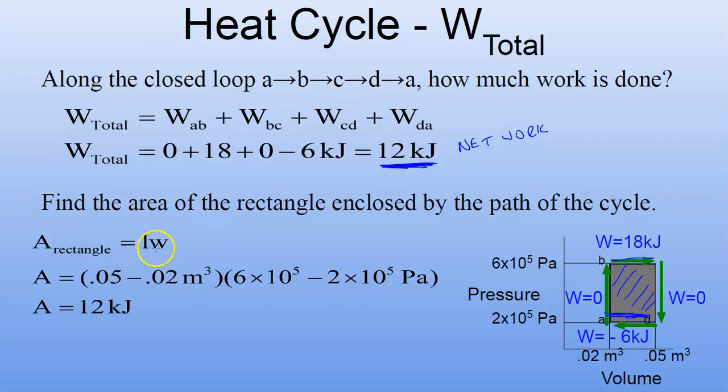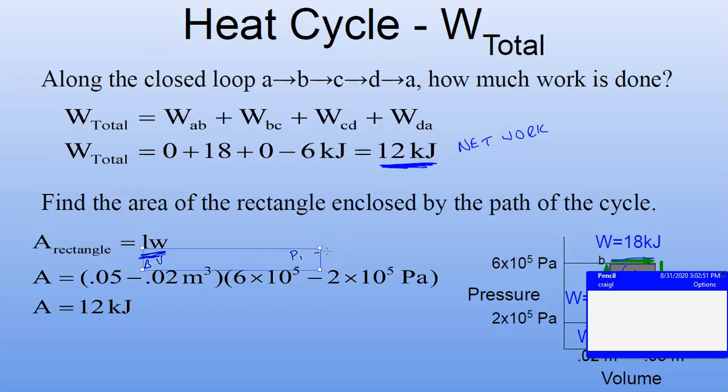The reason, again, that the square cycle is so nice is because it makes these nice straight lines. The area is just the length times the width. So I can take the change in volume and multiply that by the difference in pressure. I'll just put P1 minus P2 or something like that. And you can see the number there that we have. The total amount of area inside that, and therefore the work, is 12 kilojoules.